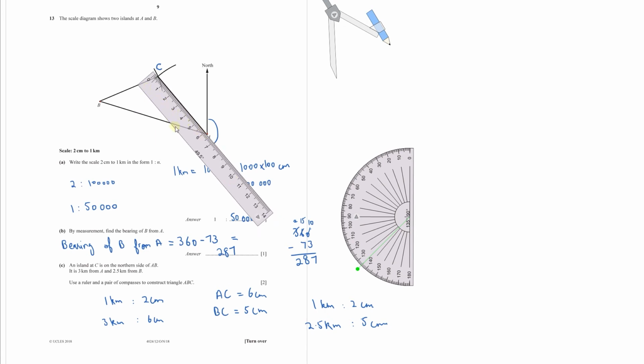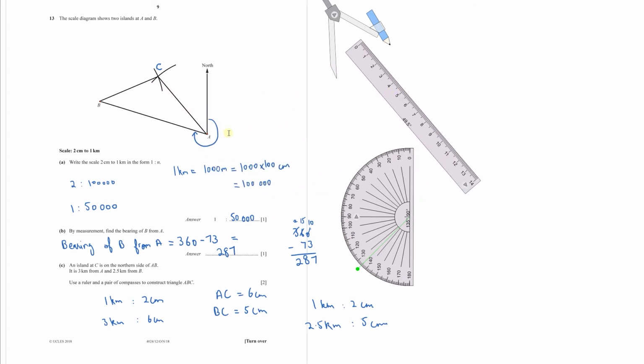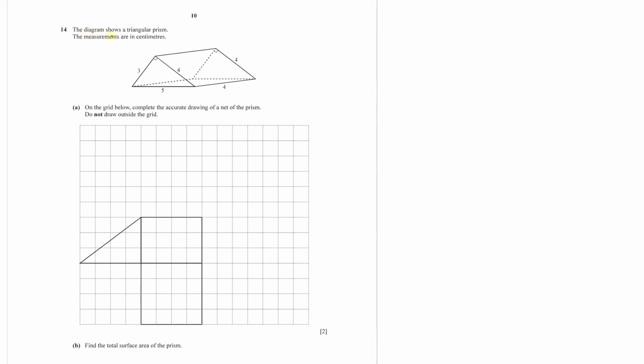So this is your triangle ABC. Question number 14: the diagram shows a triangular prism. The measurements are in centimeters. On the grid below, complete the accurate drawing of a net of the prism. If you look at this diagram, you're given some part of the net already drawn here.